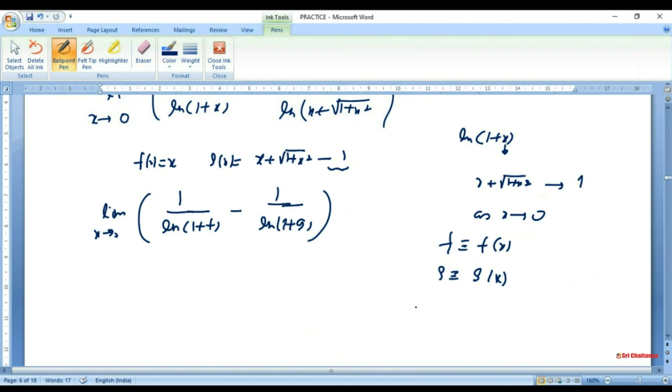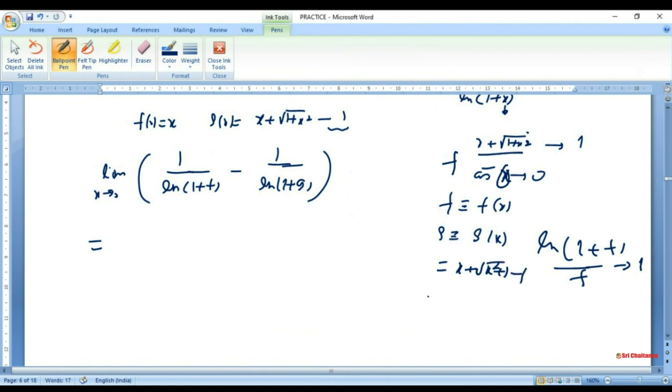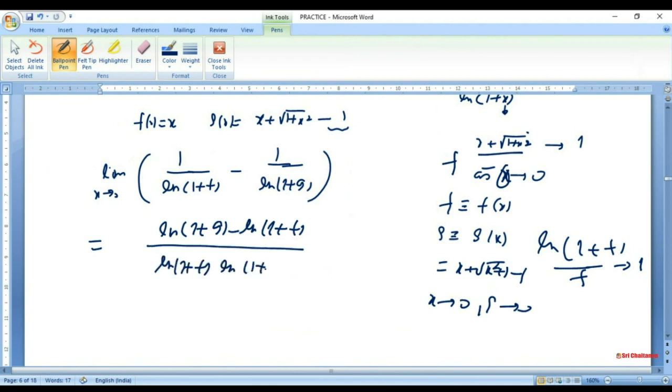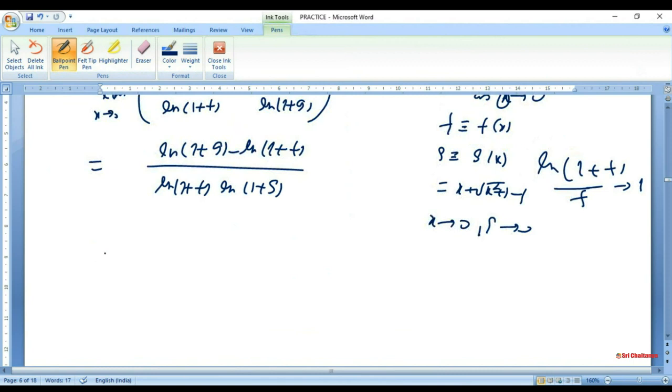Now, I just want to simplify it. I know that ln(1 + f) upon f is 1, because note f tends to 0. This was your choice of f. And g was x plus root of (x squared + 1) minus 1, so as x tends to 0, g tends to 0. So I can write this as ln(1 + g) minus ln(1 + f) upon ln(1 + f) times ln(1 + g). People who have done this by different methods will of course have a lot of difficulty, even by expansion. What I am offering you is a very clean proof.